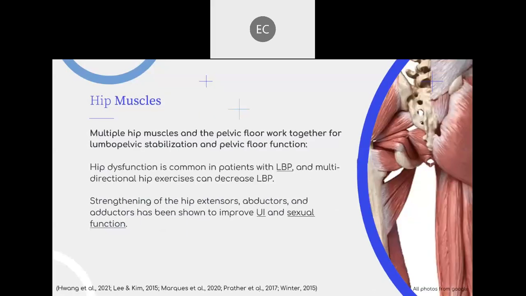So the hip muscles in general: multiple hip muscles and the pelvic floor work together for lumbopelvic stabilization and pelvic floor function. Hip dysfunction is common in patients with low back pain, and multi-directional hip exercises can decrease low back pain. And strengthening of the hip extensors, abductors, and adductors has been shown to improve urinary incontinence and sexual function via the pelvic floor.